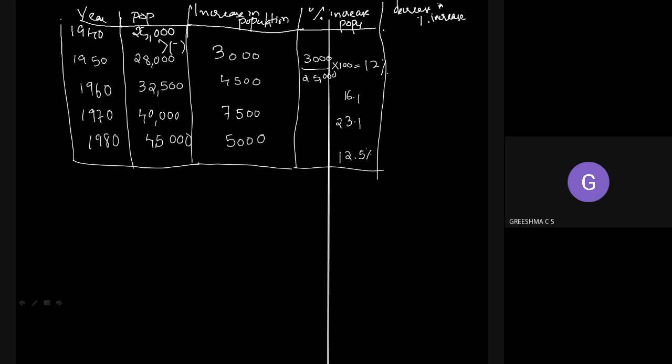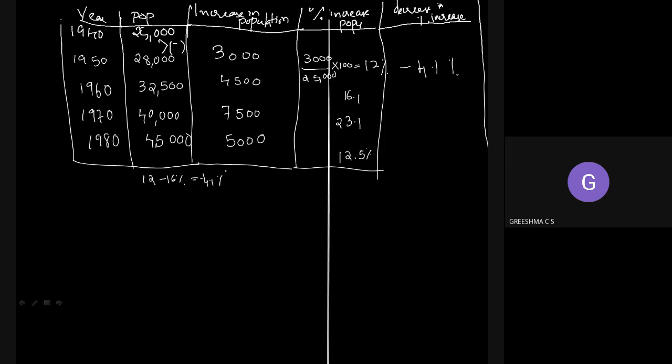Okay, we'll just analyze the increase rate of population. From 1950 to 1960, 12 minus 16, that is minus 4.1 percentage. Okay, you are getting minus 4.1.